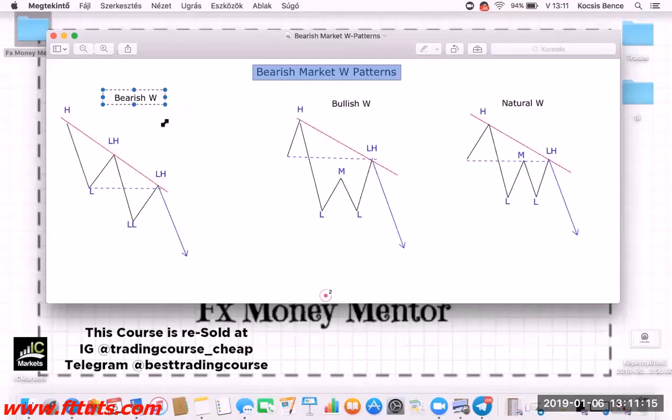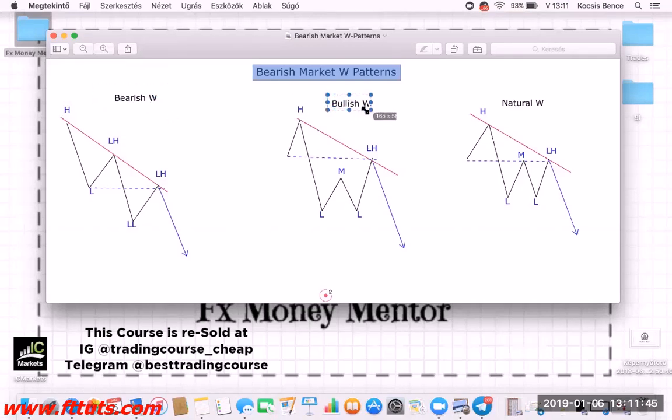The first one is the bearish W. We have a high, we have a low, we have a lower high, after we have a lower low, and after we have another lower high. And we have a red line, the red line is the trend line. So when the last leg connects with the trend line and creates the lower high, the price continues to the downside. So this is the bearish W.